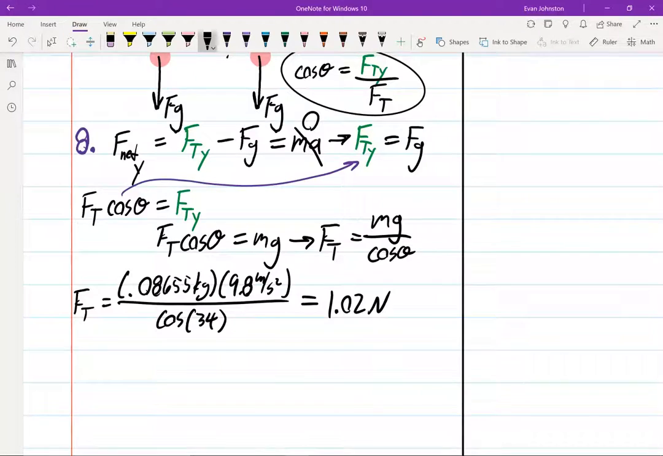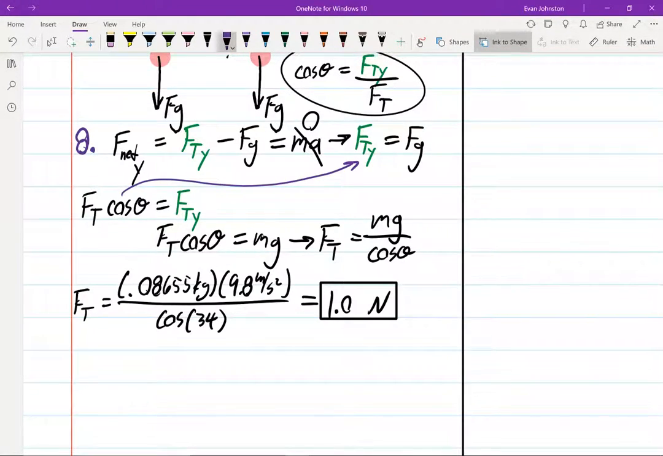But cosine of 34 is 2 sig figs, and 9.8 is 2 sig figs. This mass is 4 sig figs, but since we're dividing and multiplying, we can only have 2. So this simplifies down to a clean 1 newton. A lot of work just to get the number 1, right?